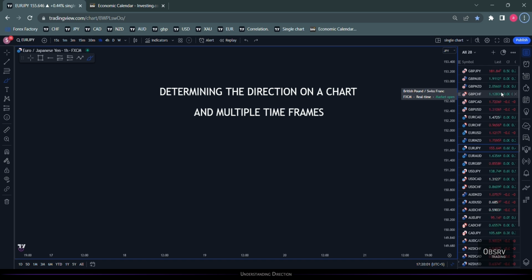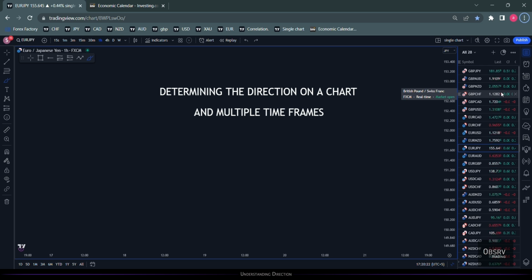Now, determining the direction on a chart, as we've discussed previously, there are three different states of a market at any given time: ranges, trends, and channels. In order to figure out the direction of any given chart, you've got to first establish what state that chart is in at that moment.